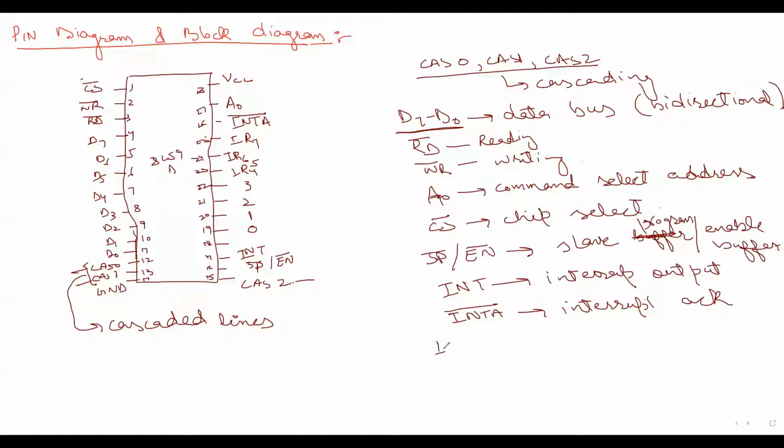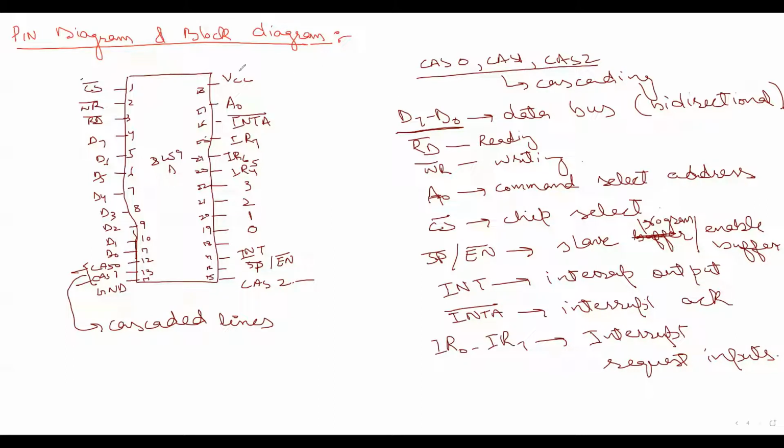Then we have IR0 to IR7. These are interrupt request inputs. So these are the pins and their names.